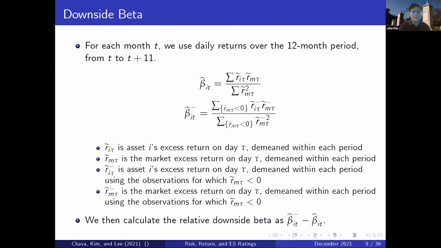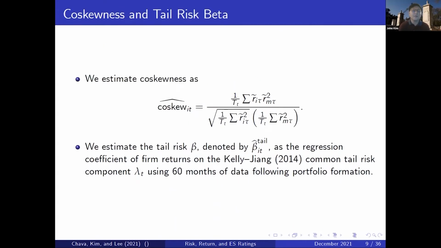So Ang, Chen, and Xing in their 2006 paper make the argument that it's important to look at variations in downside risk above and beyond the variations that occur due to systematic market risk. And they propose a measure called relative downside beta, which is simply the downside beta minus the market beta. So this is going to be one of our key measures in the paper. We also look at the coskewness and tail risk beta.